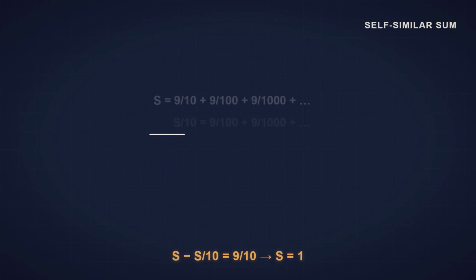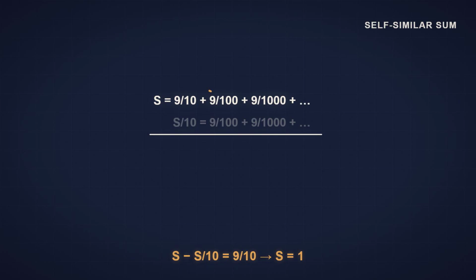Call the infinite sum S, multiply S by 1/10. Every term shifts one place to the right, so 1/10 S begins with 9/100ths. Subtract 1/10 S from S. All terms except the first cancel, leaving 9/10ths. Therefore 9/10ths S equals 9/10ths, so S equals 1.